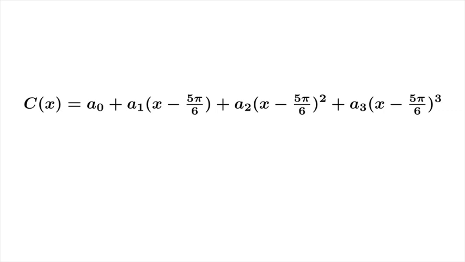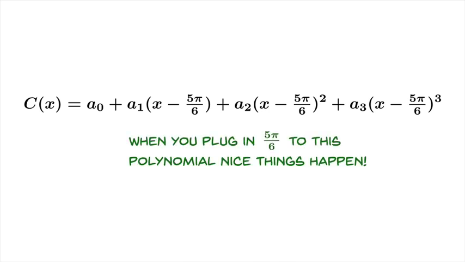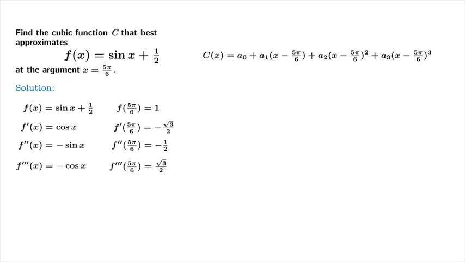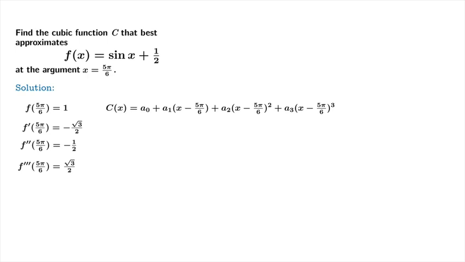Okay, now take a look at this. It's a perfectly reasonable polynomial. If you were to expand all these out and collect the terms, you just get a cubic polynomial. But the reason we're doing this, you might think this is making it more complicated. Actually, it's making it less complicated because when you plug in 5 pi over 6 to this expression, very nice things happen, as we'll see in a moment. So here's our cubic polynomial, and we need to find these coefficients a0, a1, a2, and a3.